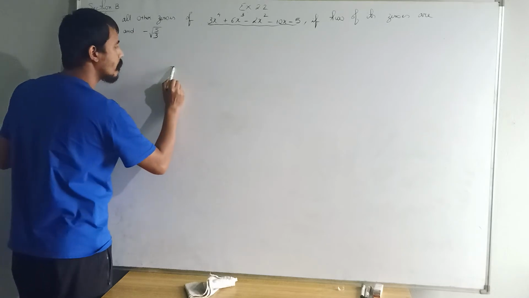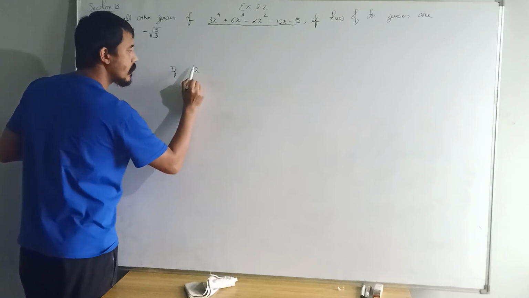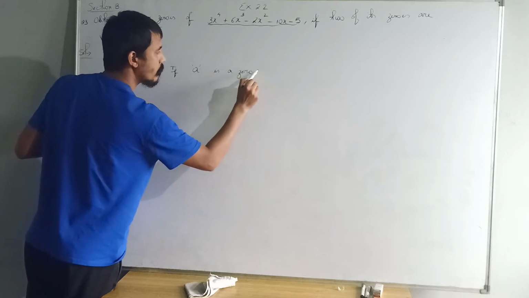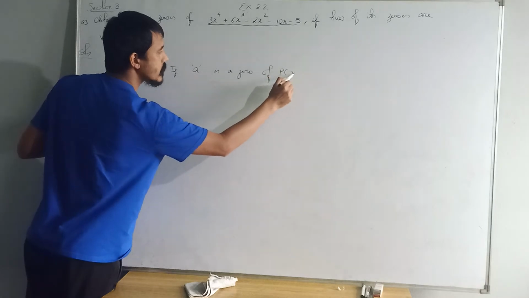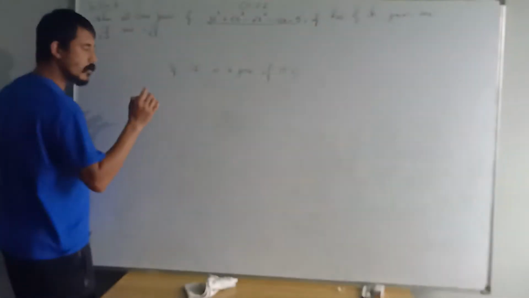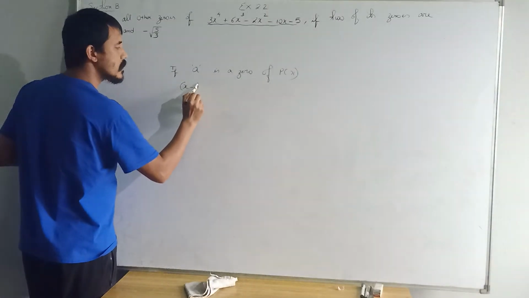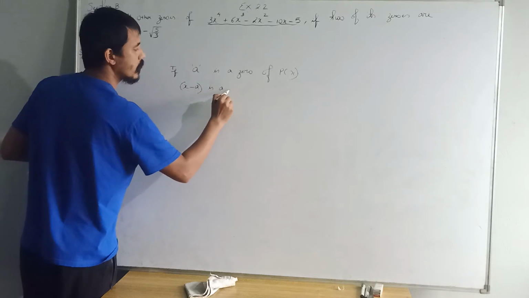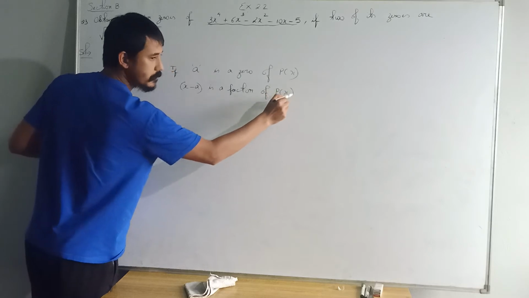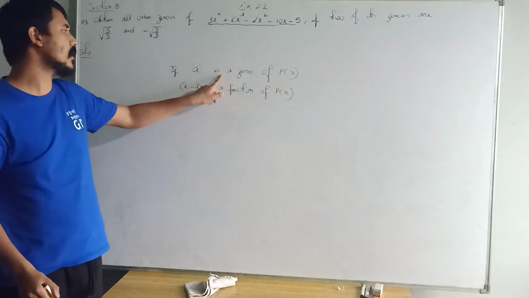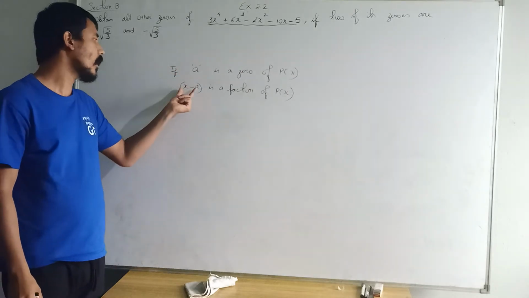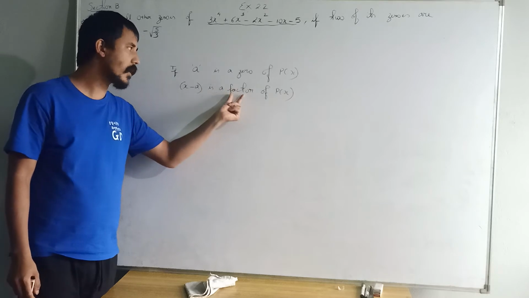Let me rewrite it again. If it is given that a is a zero of your polynomial p(x), then x minus a will be called a factor of that particular polynomial p(x). If a is a zero of any polynomial p(x), then x minus a will be called as a factor of that polynomial.